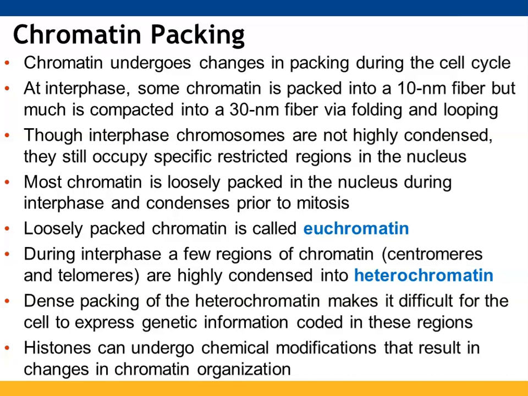When it is loosely packed, it is known as euchromatin. When it is highly condensed, when the chromatin and the centromeres and the telomeres are highly condensed, you have heterochromatin. When that is taking place, the dense packing of it makes it difficult for any sort of transcription process to occur, for the genetic information to be expressed. And so histones, when they are modified, can cause changes in how the chromatin is organized.